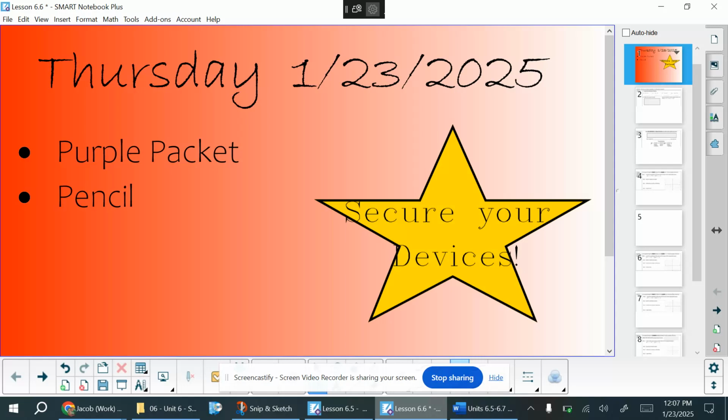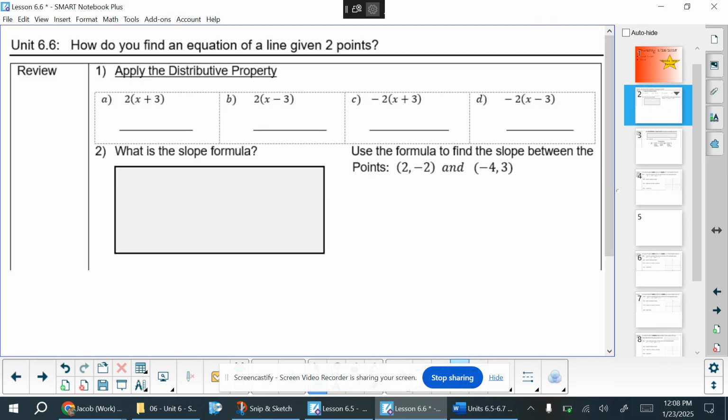Okay, in this video, we're going to talk about lesson 6.6 from Algebra 1, which is the point slope form of a line. Before we do that, let's do a little review of things we've done earlier on in the year that are going to be useful for us. The first one is going to be just the distributive property.